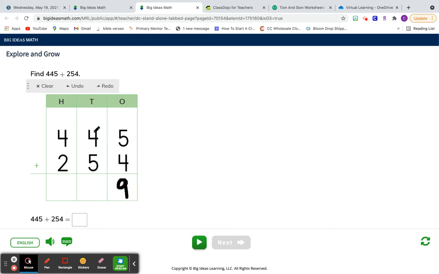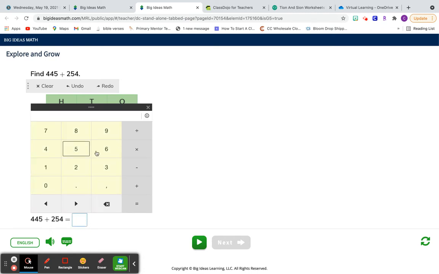Then we're going to add our tens. 4 plus 5 is 9, so no regrouping. And then we're going to add our hundreds. 4 plus 2 is 6. So our answer is 699.